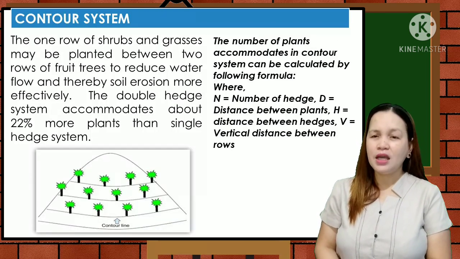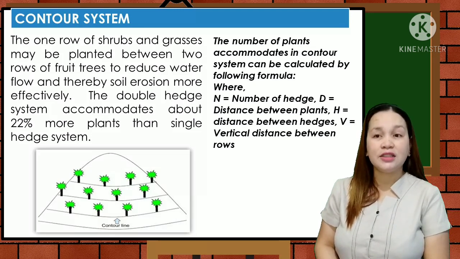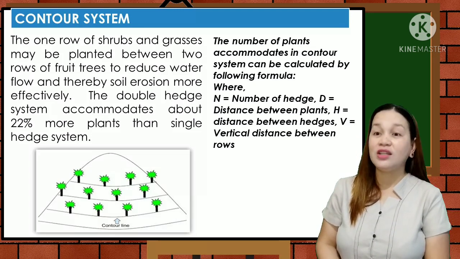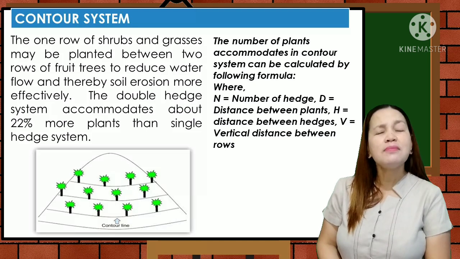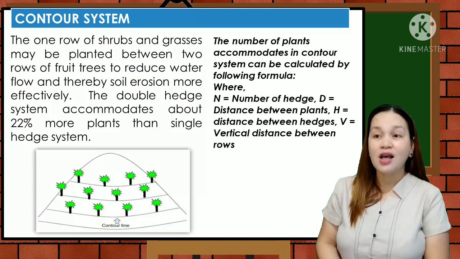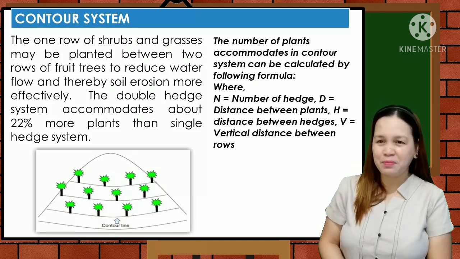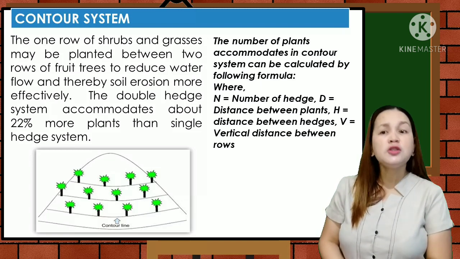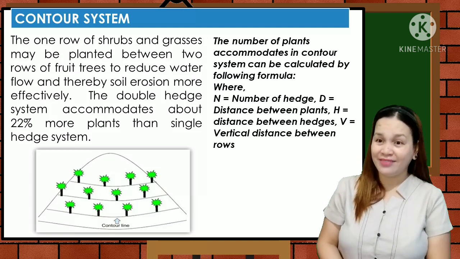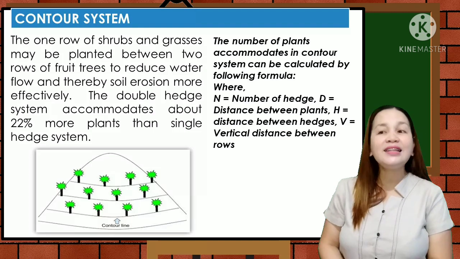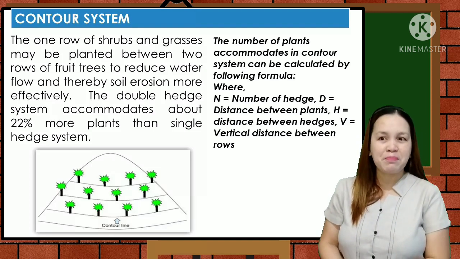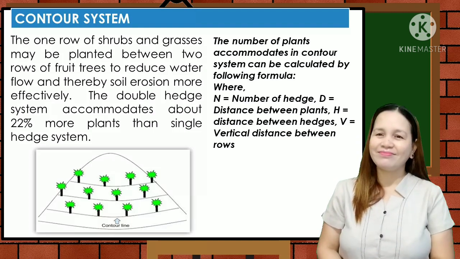Contour system. The contour is an imaginary line connecting the points of equal height on a slope. This system has been evolved for planting of trees on hilly and sloped topography with the objective to minimize the soil erosion. The trees are planted on the bench terrace prepared on the contour.